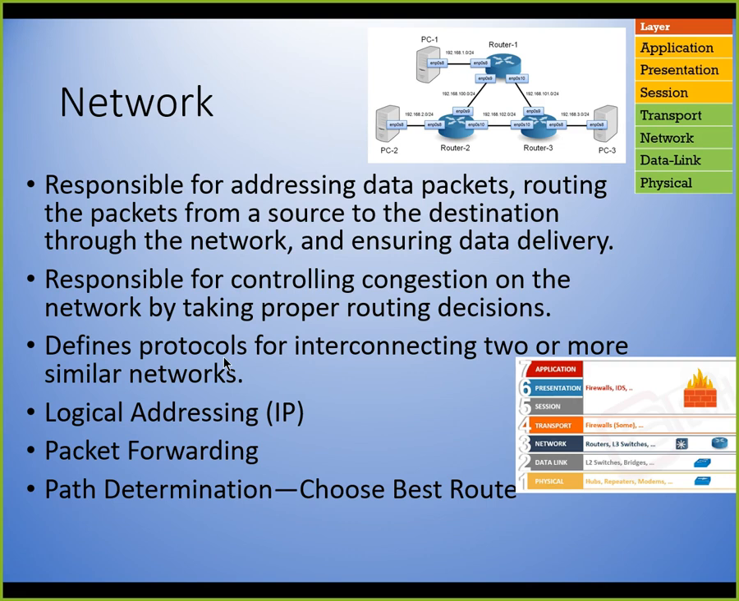Controlling congestion on the network, taking proper routing decisions. So routers are going to be the devices that operate at layer 3, the network layer, to do these things. Protocols for connecting two or more networks, and the logical addresses, IP is going to be the protocol that we're going to see predominantly used here. Packet forwarding, path determination, choosing the best route. Routers use routing protocols to communicate with each other to figure out the best way to get there. So routers, IP addresses, routers operate at the network layer.